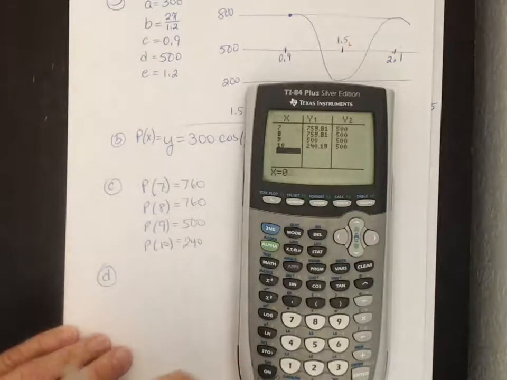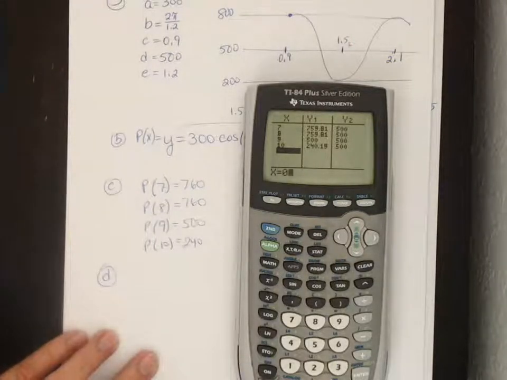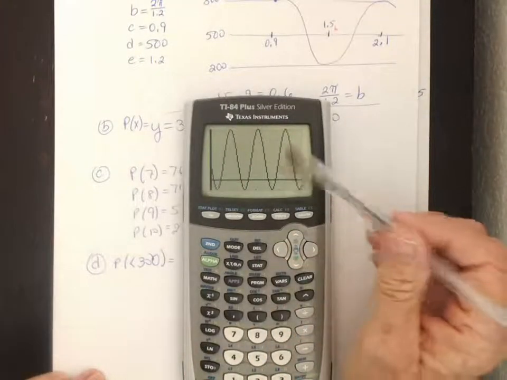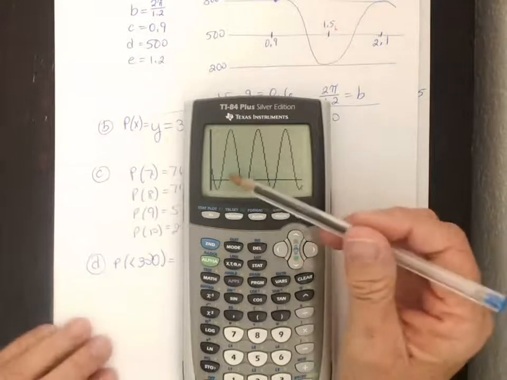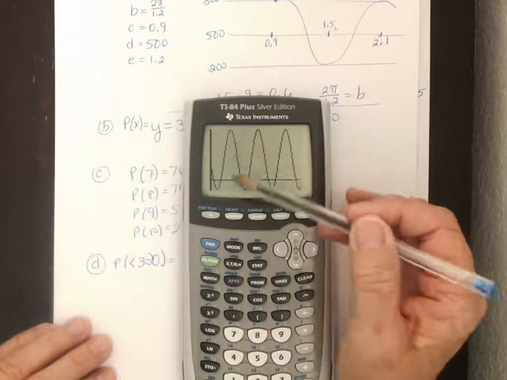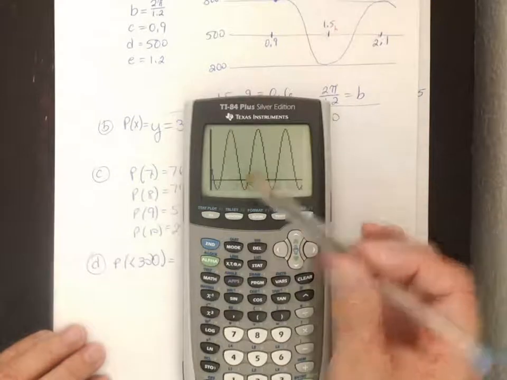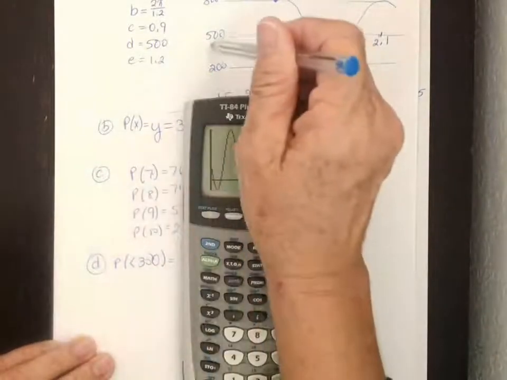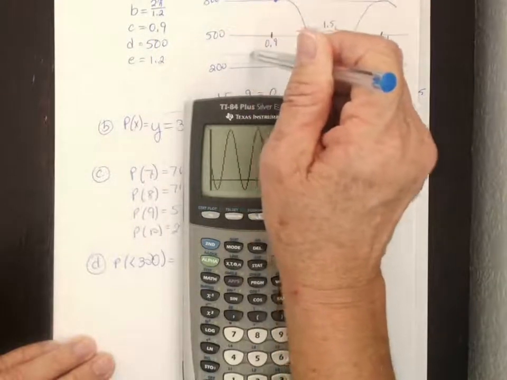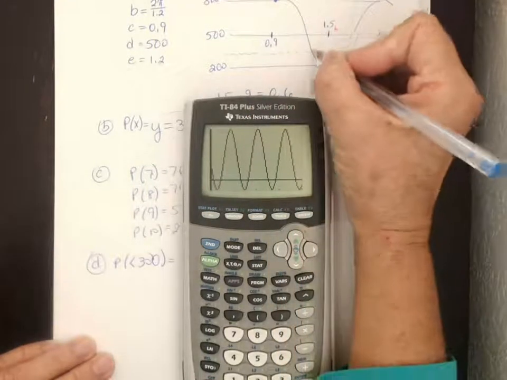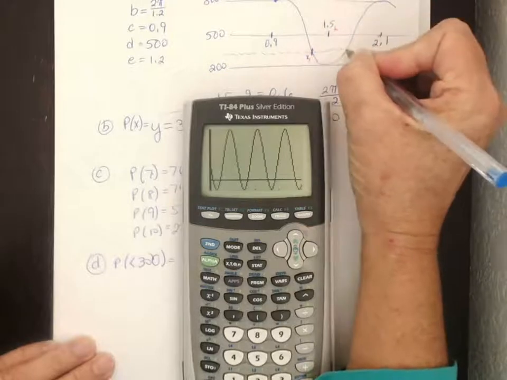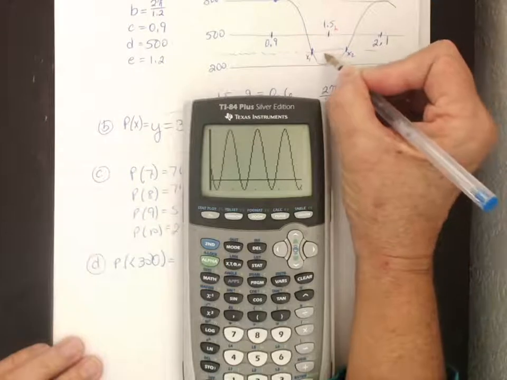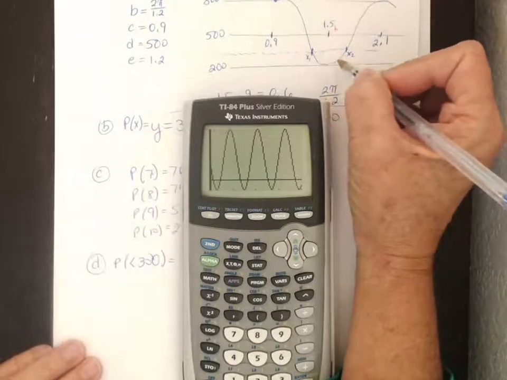Part D says that foxes are declared endangered when their population is below 300. So we want to know, when is their population below 300? Here is the graph. I've done more than 2 complete cycles. There is that 0.9. And I put in the line representing 300, which would be about right here. If I find this value, we call that x1, and this value, x2, the time between these two values is when the population is below 300.